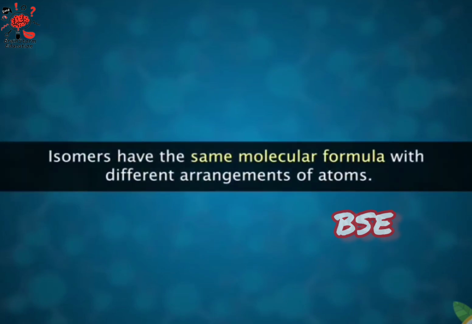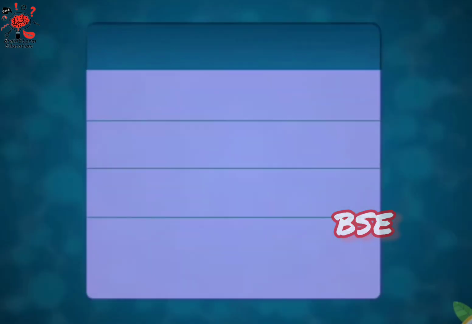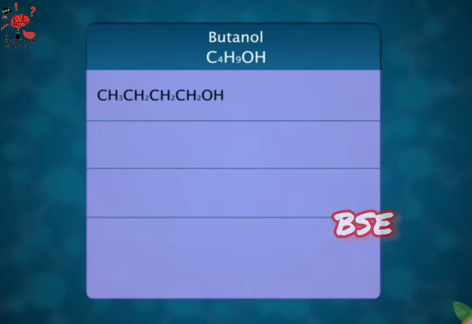Isomers are compounds having the same molecular formula but different arrangements of atoms in the molecules. The molecular formula of butanol is C4H9OH. It has various structures as shown here.